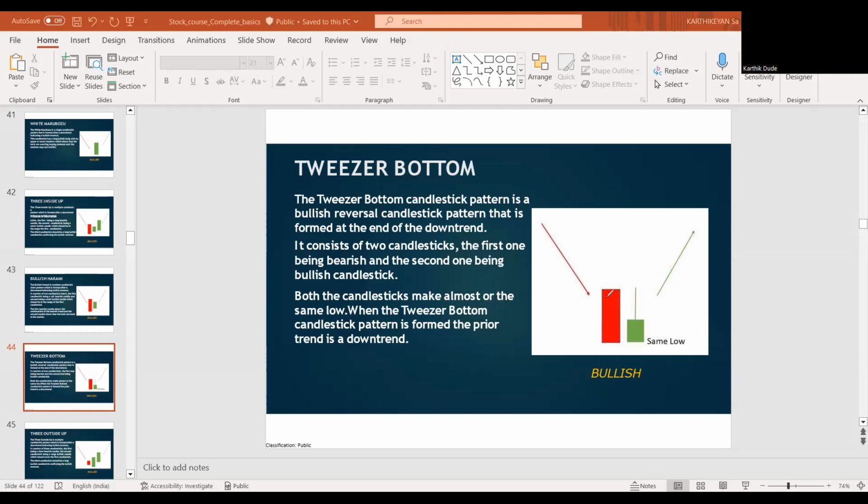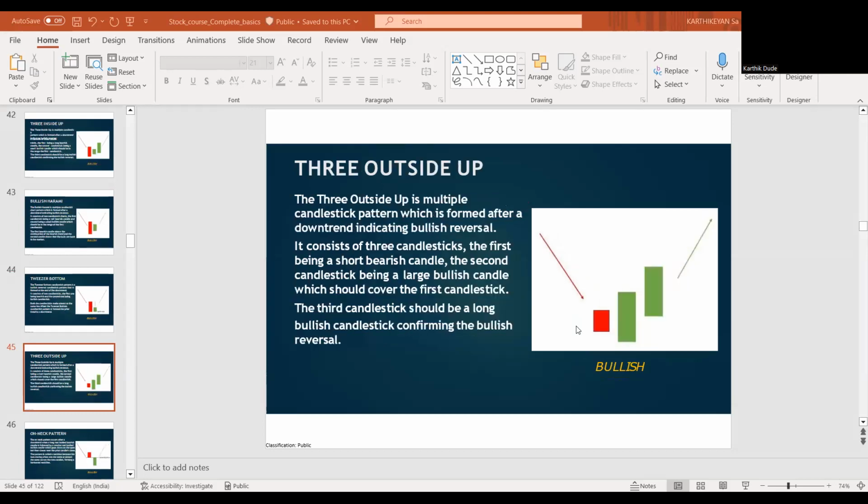I'm not going to show it in the chart because you can locate it in the chart yourselves, but the logic remains the same. And three outside up. Even this is a three-candlestick pattern where after a red candle is formed, you can say two white soldiers, like we have seen three white soldiers, another green will be formed. Here we have two white soldiers, so it indicates a strong bullish reversal or a strong buy trend.